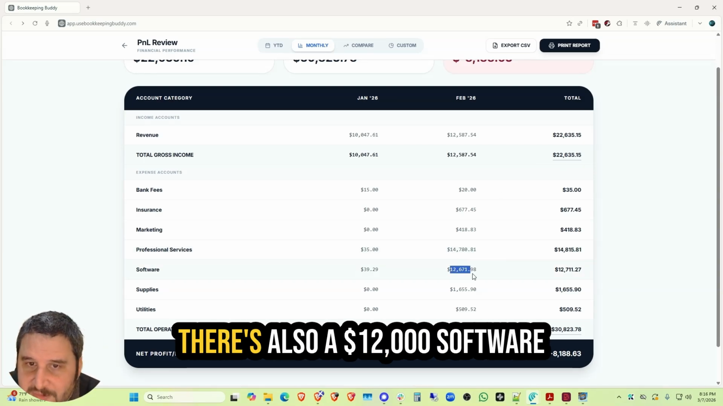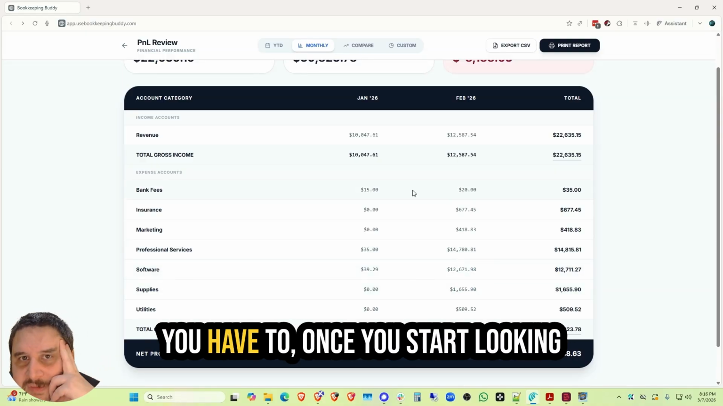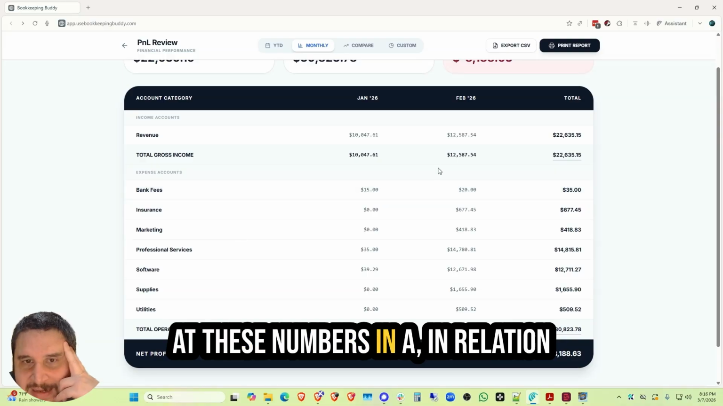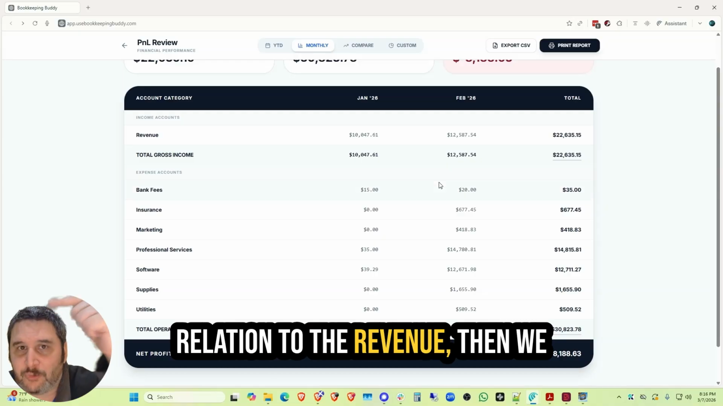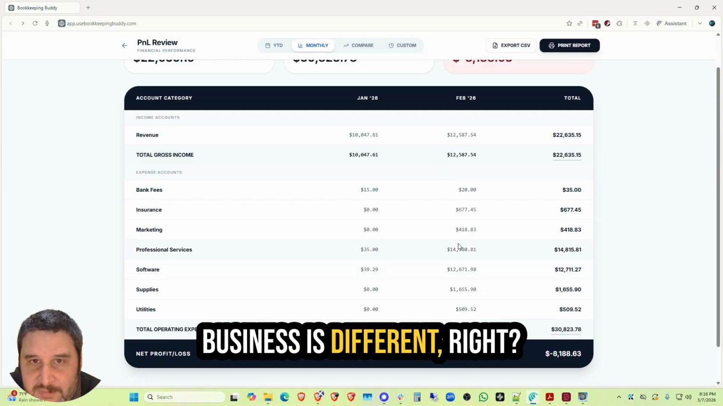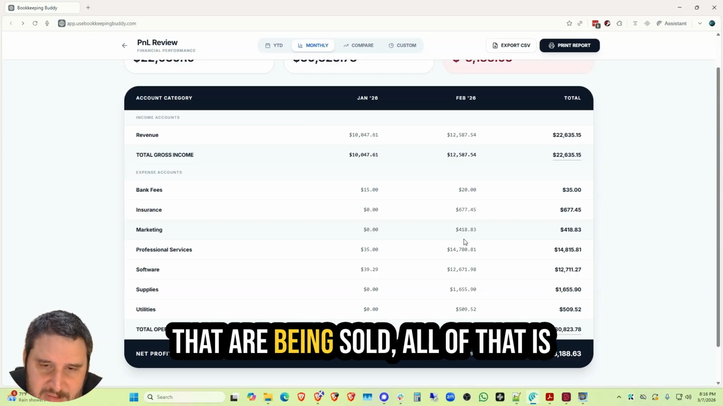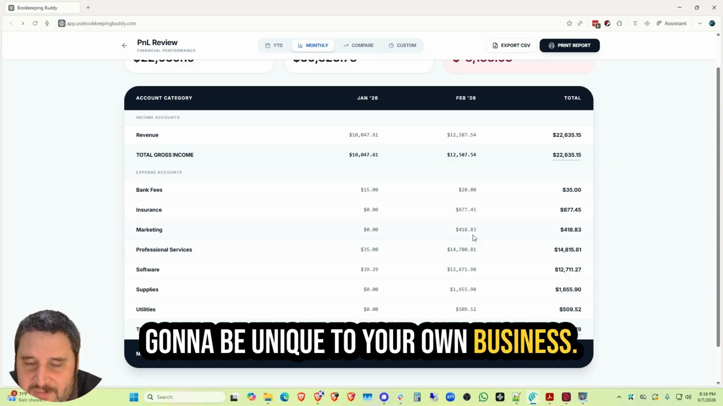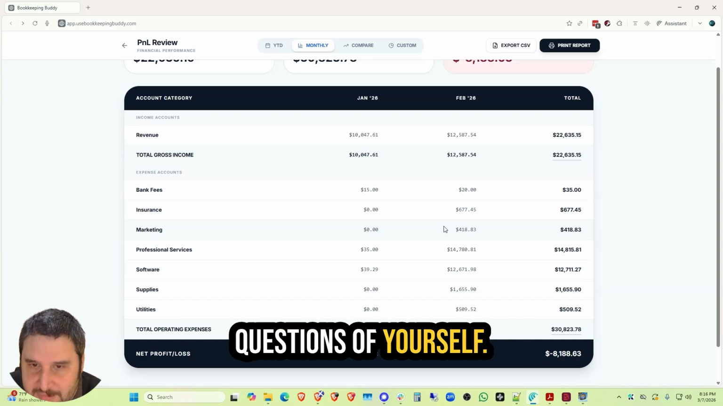But there's more, right? There's also a $12,000 software expense, and there's $1,655 in supplies. Once you start looking at these numbers in relation to themselves over time and in relation to the revenue, then we start to understand our picture. And obviously every business is different, right? So the way things are done, the things that are being sold, all of that is going to be unique to your own business. But by looking at the numbers, you can start to ask these questions of yourself.